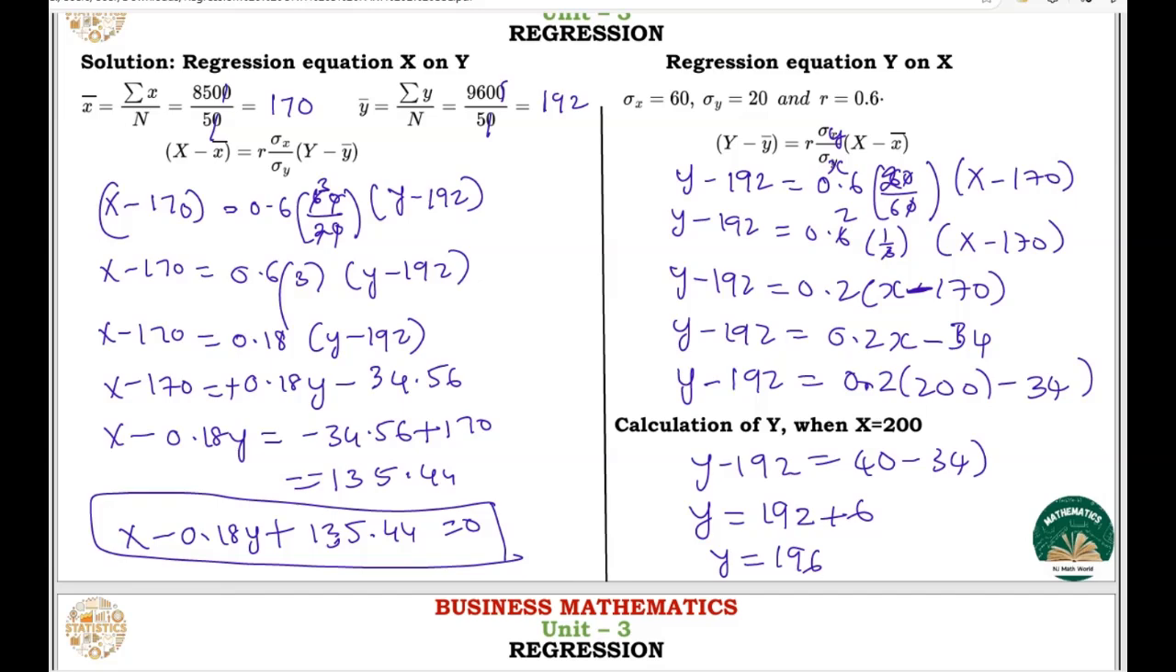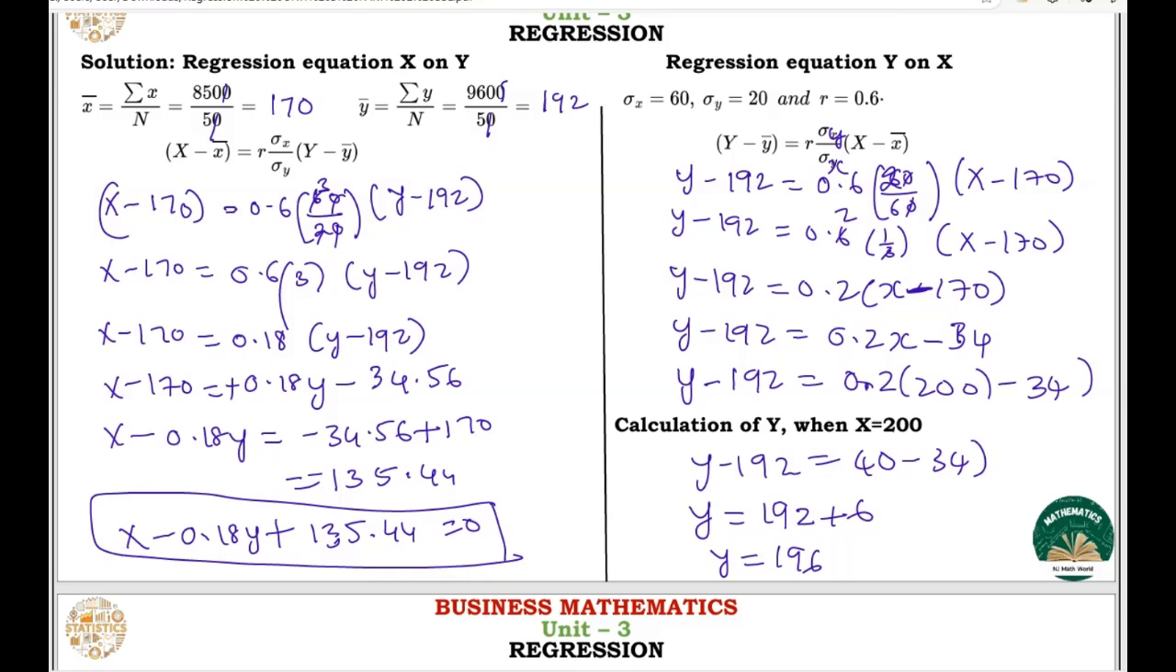Y will be 180, 158. That will be y 192, that is 0.2x. X will be how much? X is here. They've given the x value as 200. Then 200 minus 34. Yeah, 0.2 into x. X is 200, it will be 40.